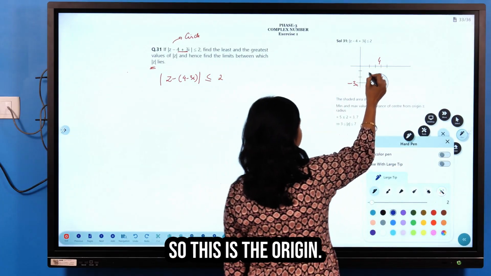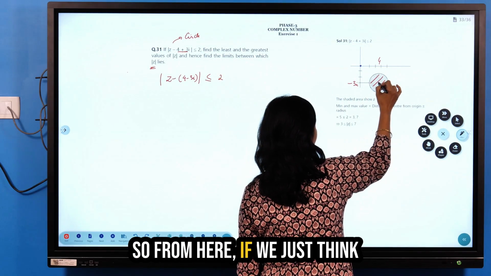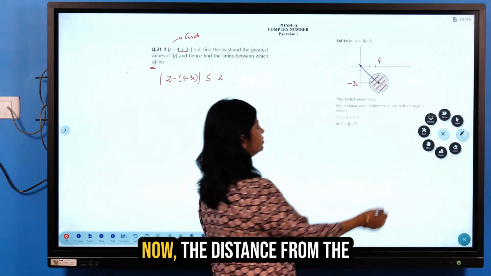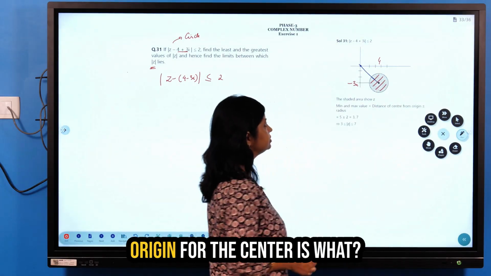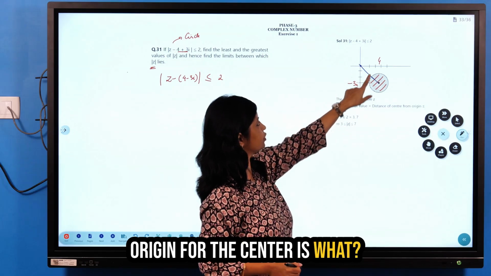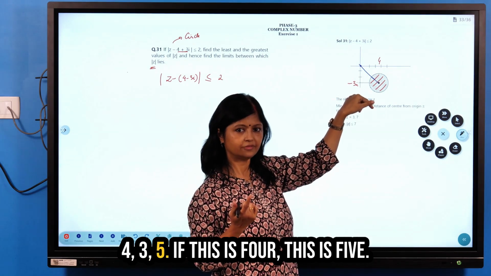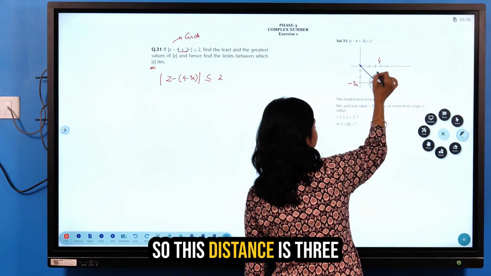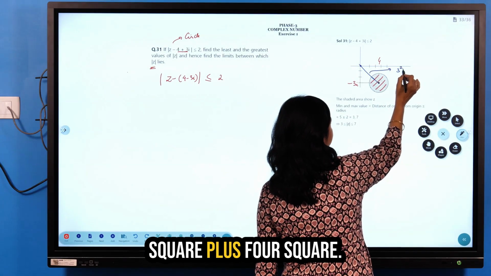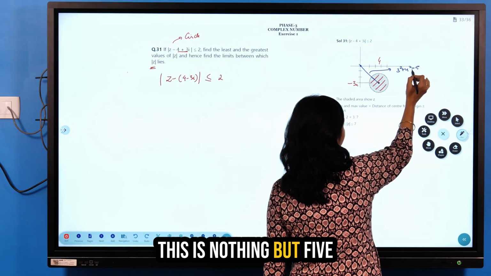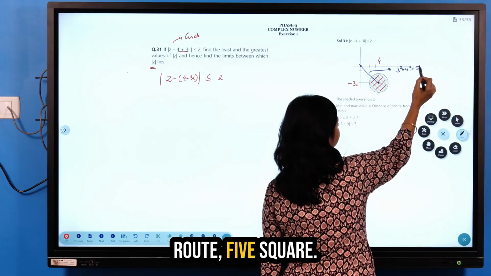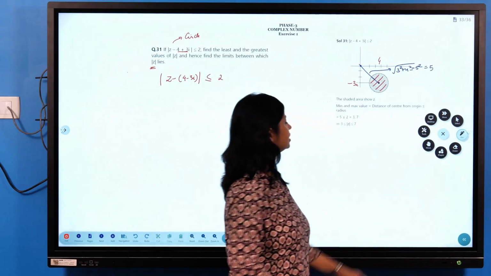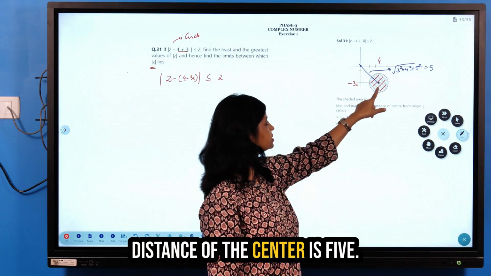from the origin. So this is the origin. So from here, if we just think about it, think of a straight line. Now, the distance from the origin for the center is what? 4, 3, 5. If this is 4, this is 3, this is 5. So this distance is root of 3 square plus 4 square. This is nothing but 5, root 25, so this is nothing but 5. So the distance of the center is 5.